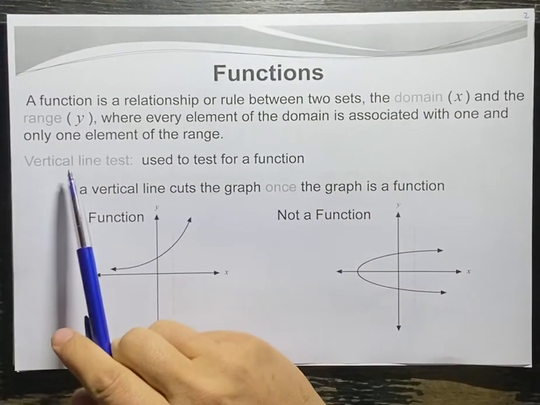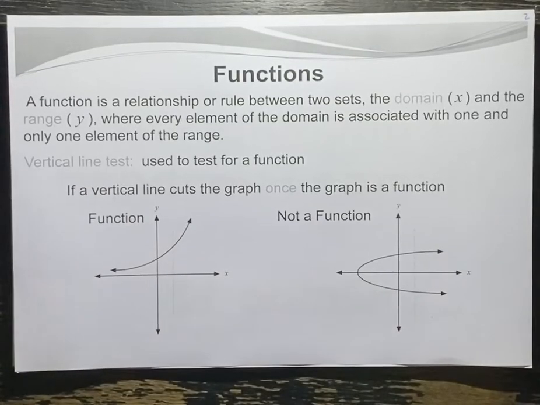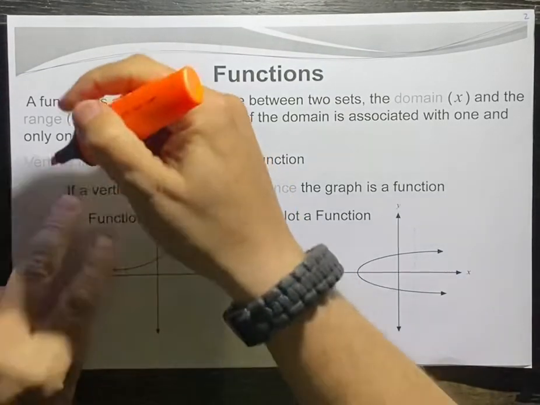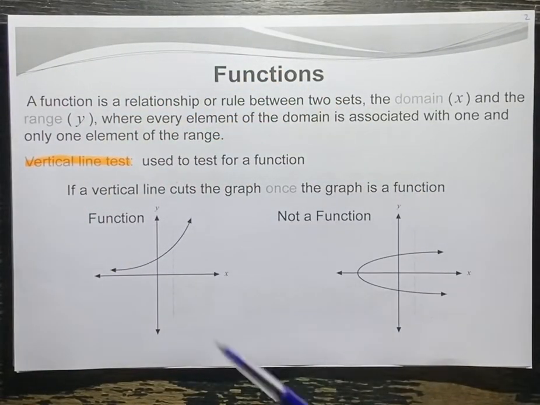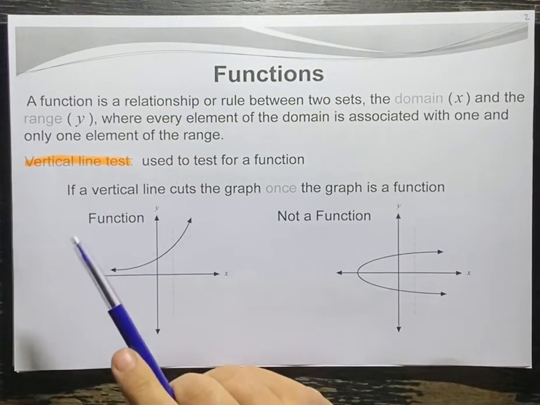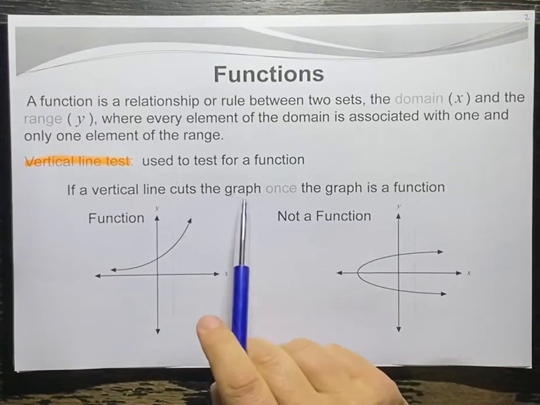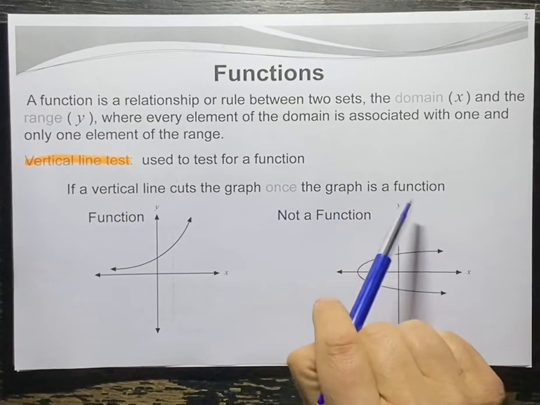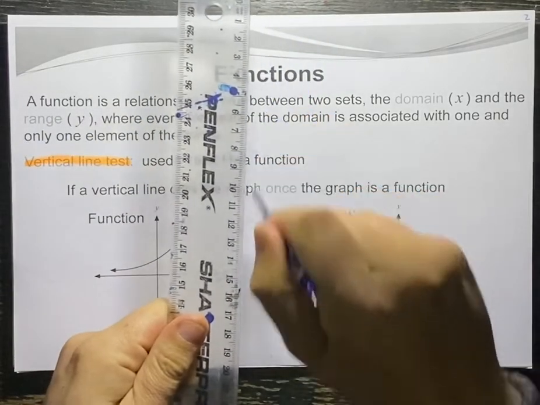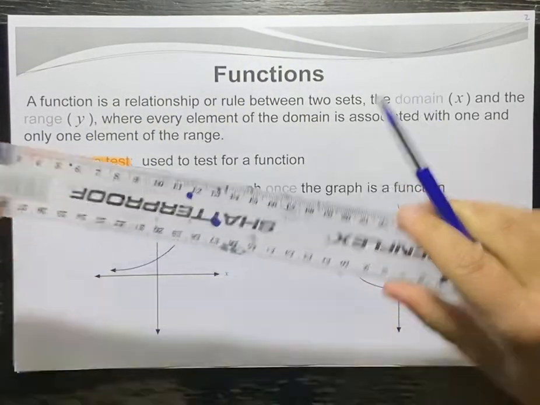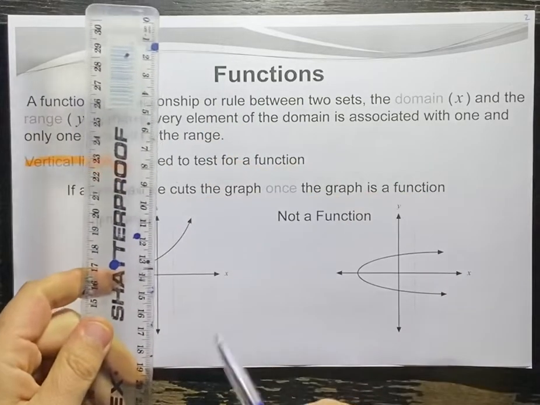The first one is called a vertical line test, and you can highlight this. It is used to test for a function. Now, if a vertical line cuts the graph once, the graph is a function. So for example, take your ruler. This is in the vertical direction, that's in the horizontal direction. So we are going to test the vertical line test.